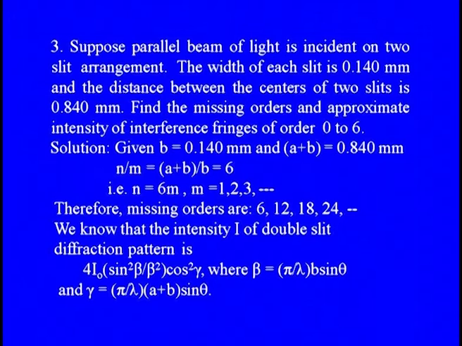We know that the intensity I of the double slit diffraction pattern is 4 I naught sin square beta by beta square into cos square gamma, where beta is equal to pi by lambda into b sin theta and gamma is equal to pi by lambda into (a plus b) sin theta. We have already discussed these expressions while discussing the diffraction pattern of double slit.